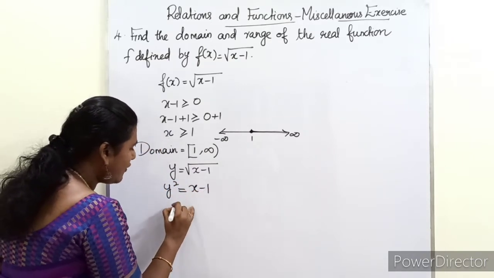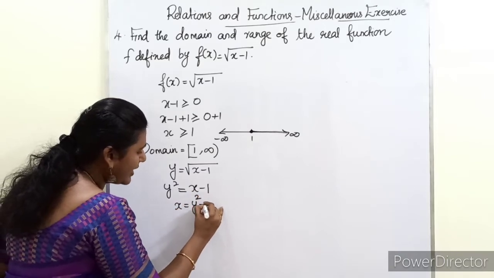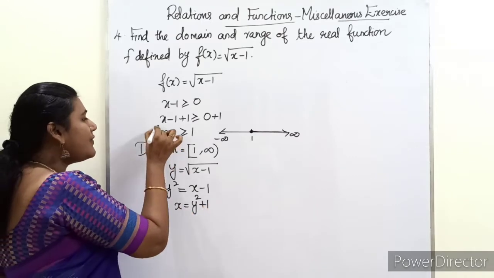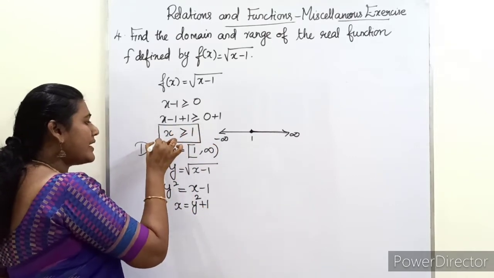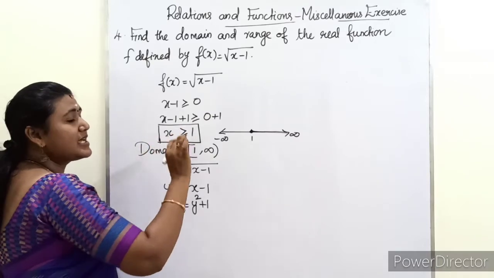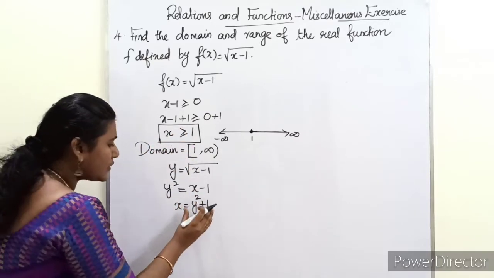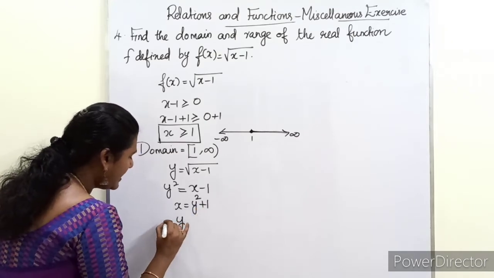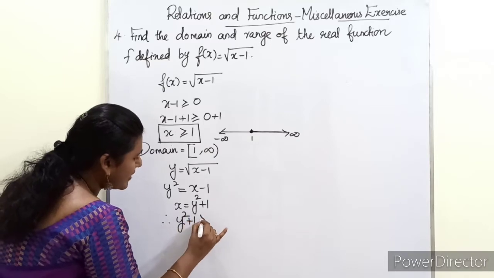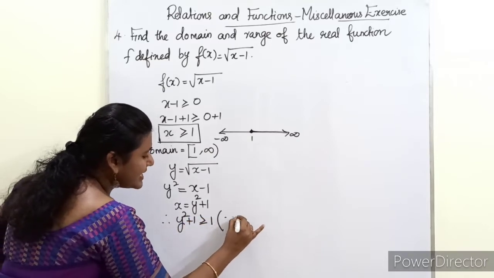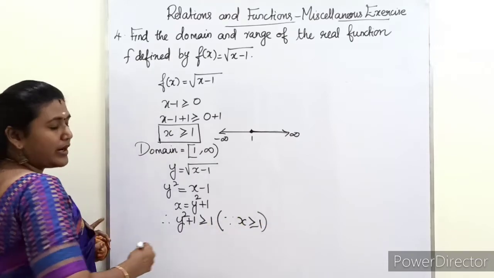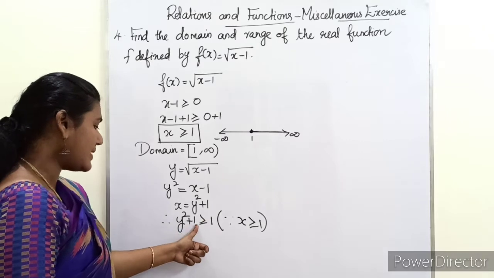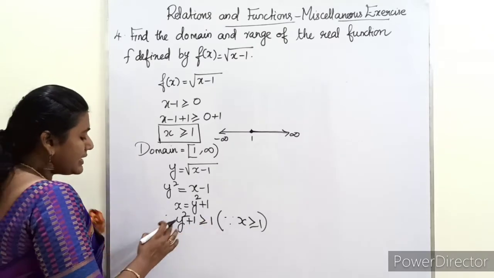From that, what is the value of x? x is equal to y square plus 1. So we got the value of x as y square plus 1. Now we will use the condition we already got, that x should be greater than or equal to 1. Here our x is y square plus 1. Therefore we can write y square plus 1 should be greater than or equal to 1.